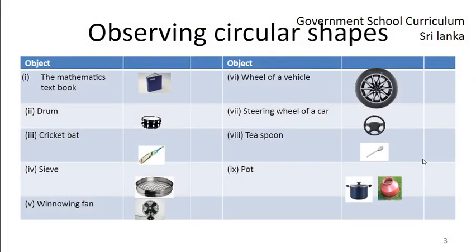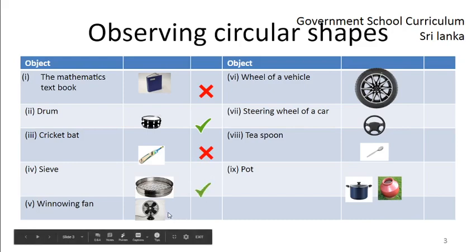Now let's observe some more circular shapes. The first one is a mathematics textbook. Is this circular? No. Drum? Yes, it is circular. Cricket bat? It is not circular. What do you think about the sieve? Yes, it is circular. Look at the winnowing fan. What do you think about that?